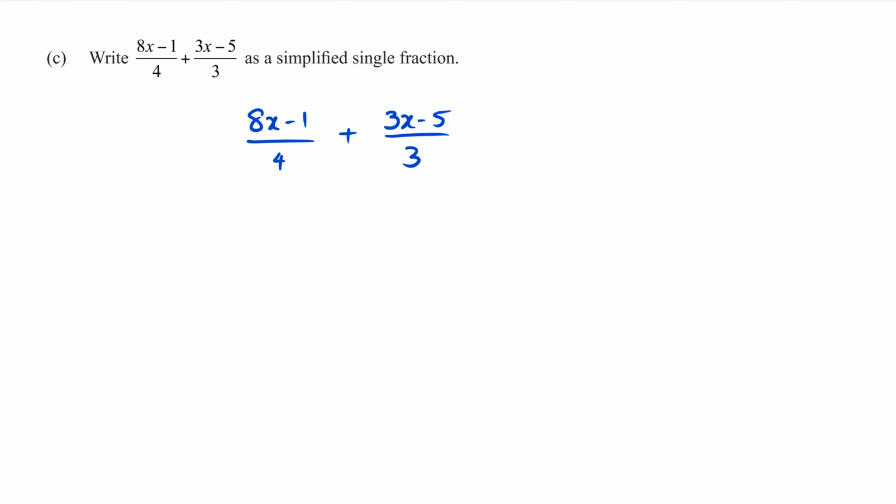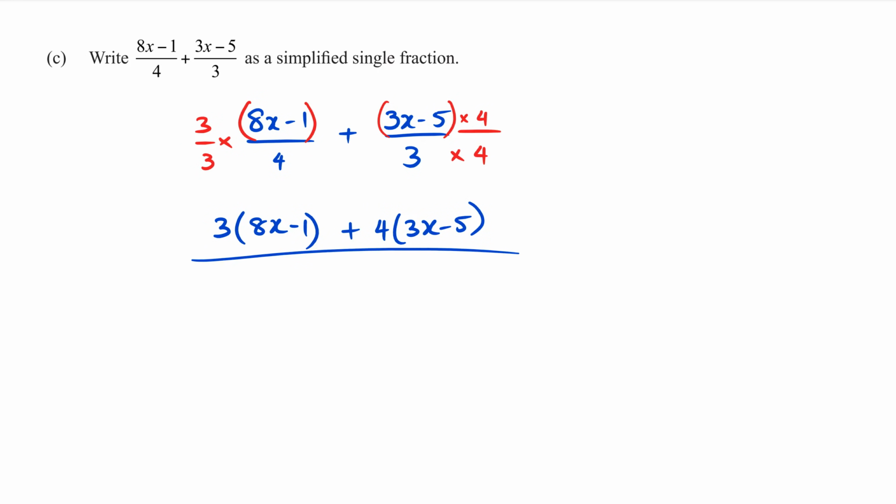So what I always say is look at the lowest common denominator. Between 4 and 3, you know that 12 is the lowest common denominator. That means I want to multiply the right-hand side fraction's denominator by 4, and also the numerator by 4. And as for the left-hand side fraction, I want to multiply the denominator by 3 and the numerator by 3. And when I do this, I can say that this is 3 times (8x minus 1) plus, what do we got? 4 times (3x minus 5), and the whole thing is now divided by 12.